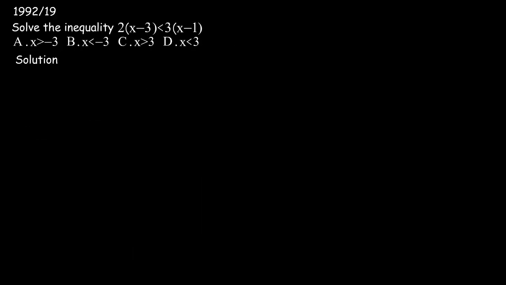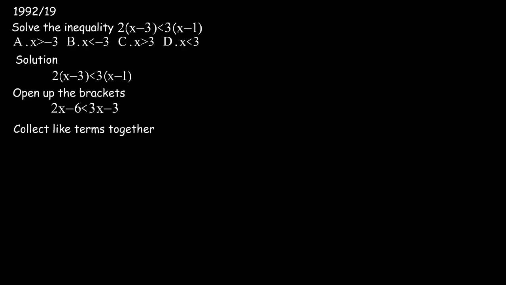We have another question from 1992, and it states: solve the inequality 2 into s minus 3 is less than 3 into s minus 1, and we're given the options. For our solution, 2 into s minus 3 less than 3 into s minus 1, we are going to open our brackets, and when we do so, it becomes 2s minus 6 is less than 3s minus 3. Collecting like terms together makes this 2s minus 3s is less than minus 3 plus 6, and simplifying both sides, it becomes minus s is less than 3.